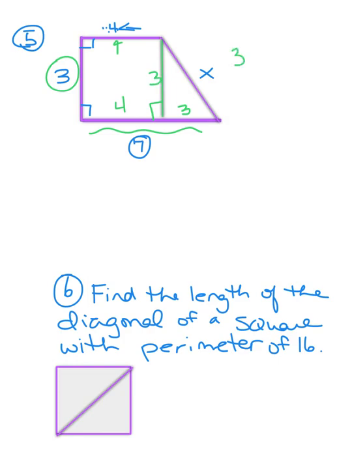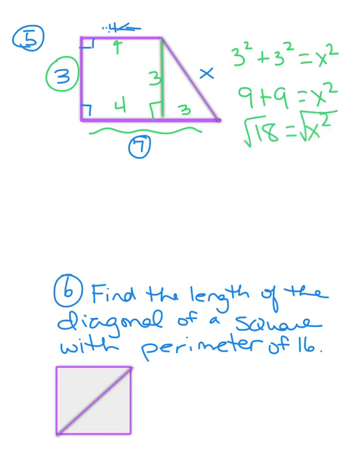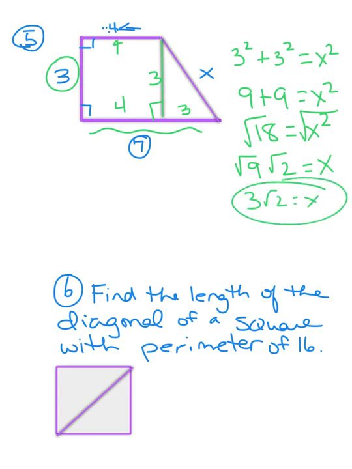So I can say 3 squared plus 3 squared is equal to x squared. So I have 9 plus 9 is equal to x squared. So I have 18 is equal to x squared. Take the square root of both sides. Square root of 18 breaks down to the square root of 9, my perfect square, times the square root of 2 is equal to x. So I have 3 root 2 is my value for x.